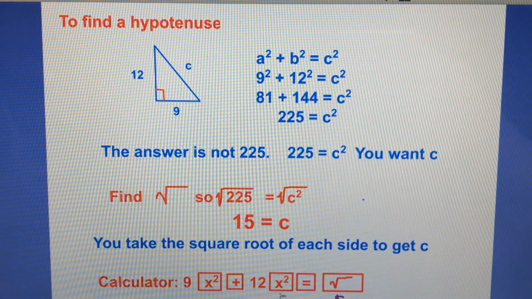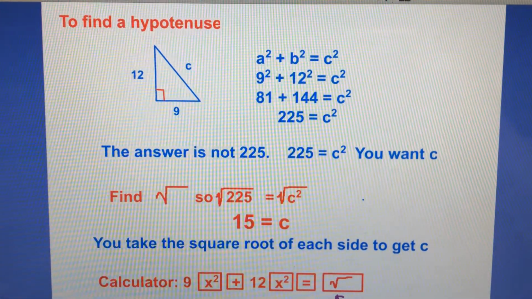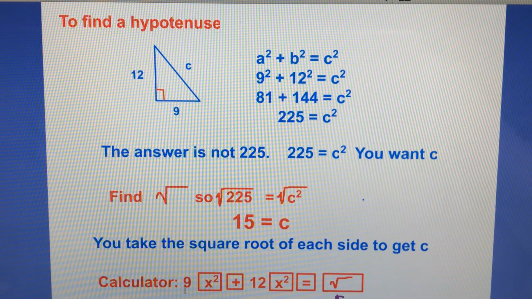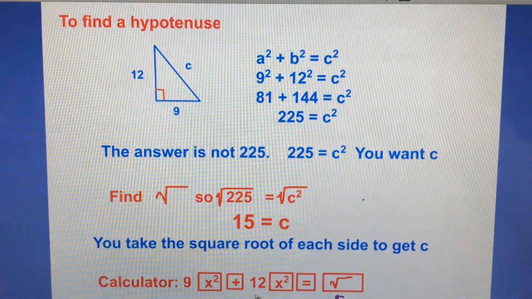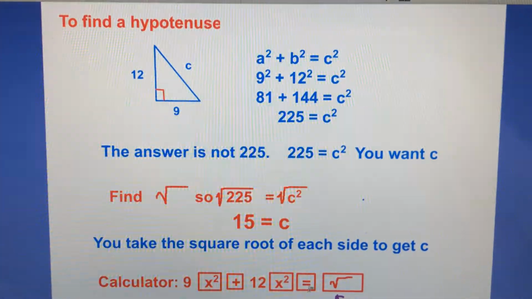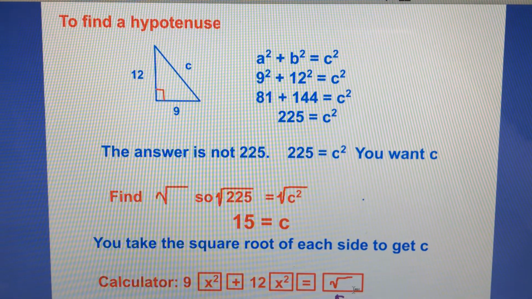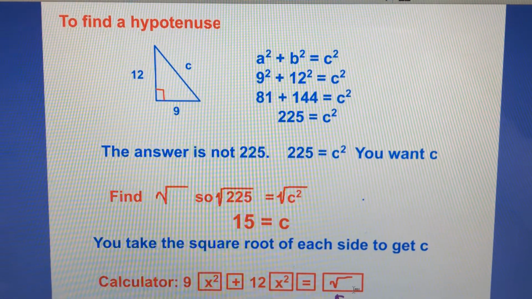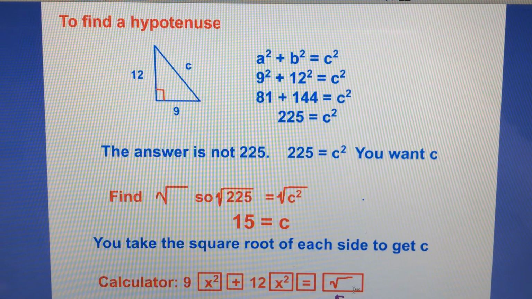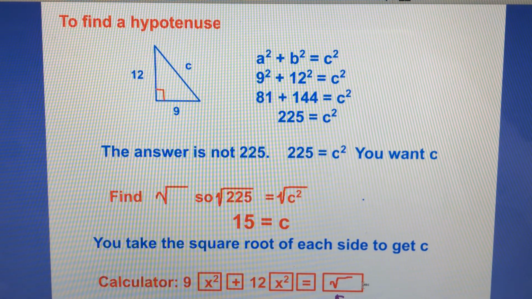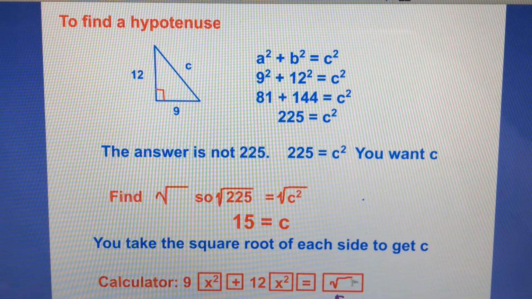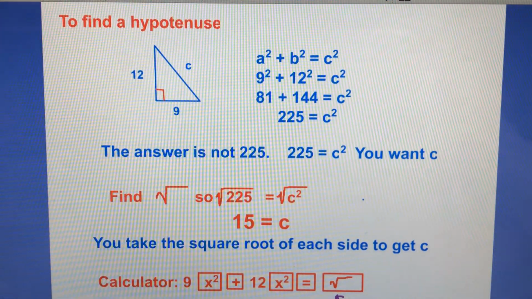I give you calculator directions in case you're using the TI-30XA, which is what my class happens to use. 9 x squared plus 12 x squared equals, and then you must hit the radical sign, the square root sign. You notice I use those two words interchangeably. Square root and radical I use interchangeably.